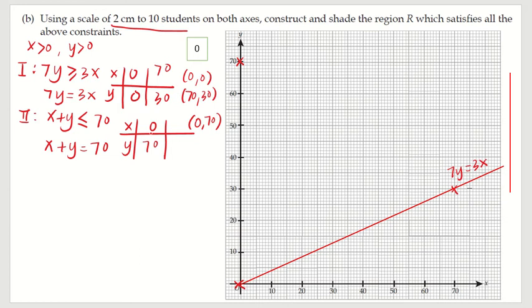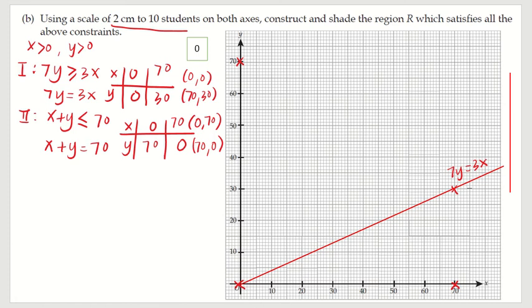S equal to 70. Just now you see both x equal to 0 and y equal to 0, right? Here one is x equal to 0, but the other is not 0, so we have to choose another one, y equal to 0. Y equal to 0, s equal to 70. So another coordinate is (70, 0). Mark it.